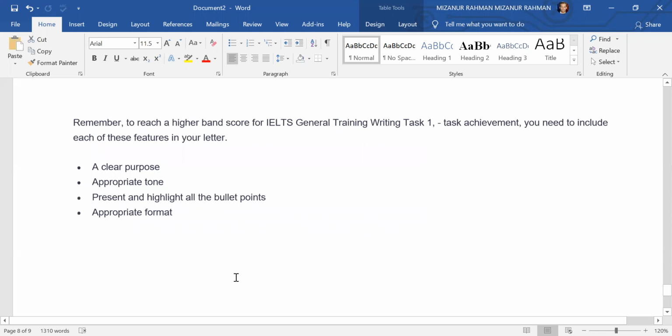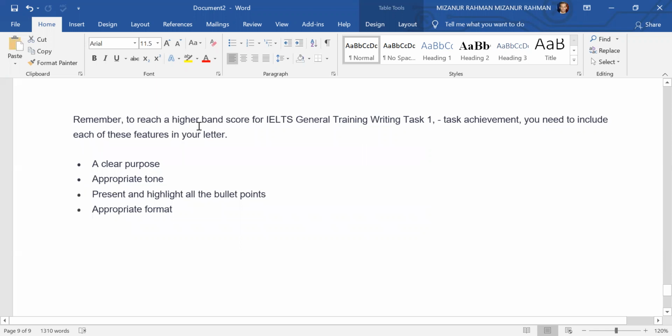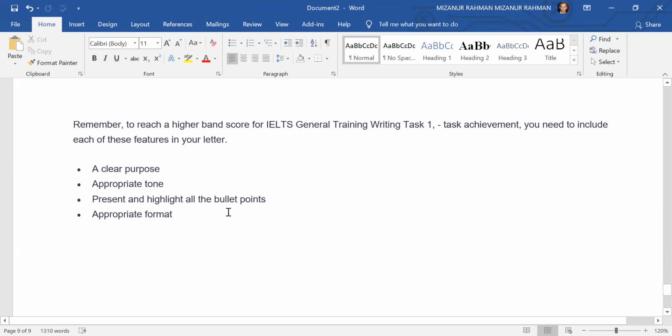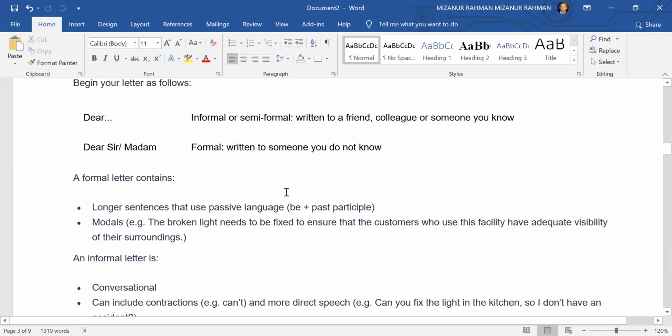Now, if you understand that, remember, to reach a higher band score for IELTS General Training Writing Task 1, task achievement, you need to include each of these features in your letter: a clear purpose, appropriate tone, present and highlight all the bullet points, and appropriate format. If you guys have any question, I think you don't have any question, but you are going to write a letter. I'm going to give you the letter here, and the file will also be uploaded on our classroom.